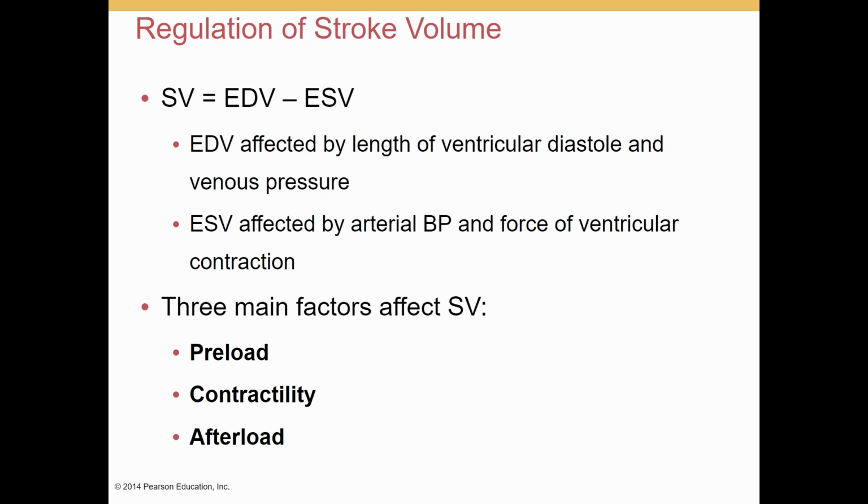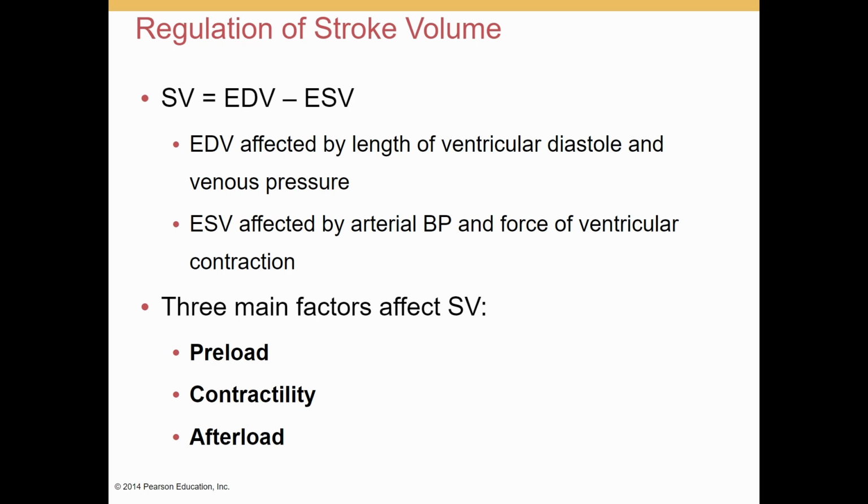EDV can be affected by the length of ventricular diastole and venous pressure. Because if ventricular diastole or diastole is very long, that means the ventricles fill with more blood, and that will stretch the ventricle walls, and that will lead to more blood during the isovolumetric contraction phase.